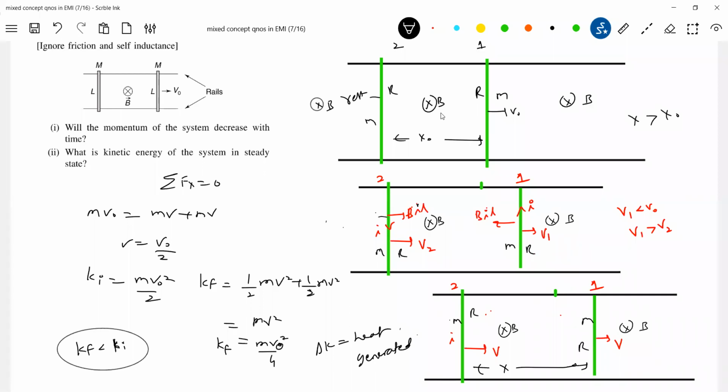Very good questions can be asked. I'll connect a spring between the rods and I'll project it. You go for further thinking on this one.